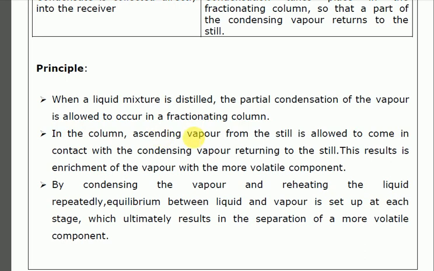In the column, ascending vapors. Now what is the meaning of ascending vapors? Vapors traveling upward from the still are allowed to come in contact with the condensing vapor returning to the still. We have already discussed this. The vapor that goes up will strike and come back, and will come in contact with the vapor that is going up, so ultimately the vapors will become rich in the volatile component. A lot of the volatile component will collect in it. So this repeated heating and condensing process will give you efficient separation of volatile components.